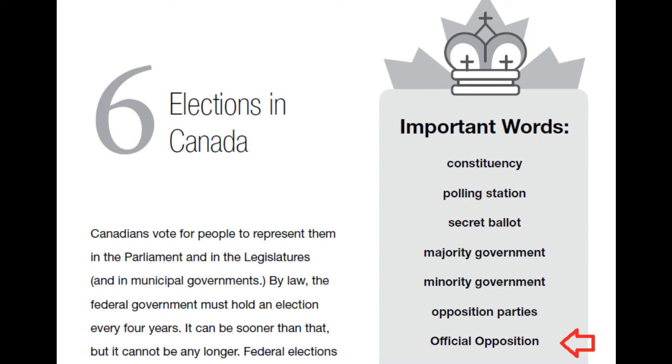And so that concludes our review of the important words that will be in Chapter 6. And later I'll prepare a presentation that will read word for word the document Know Canada, Chapter 6.